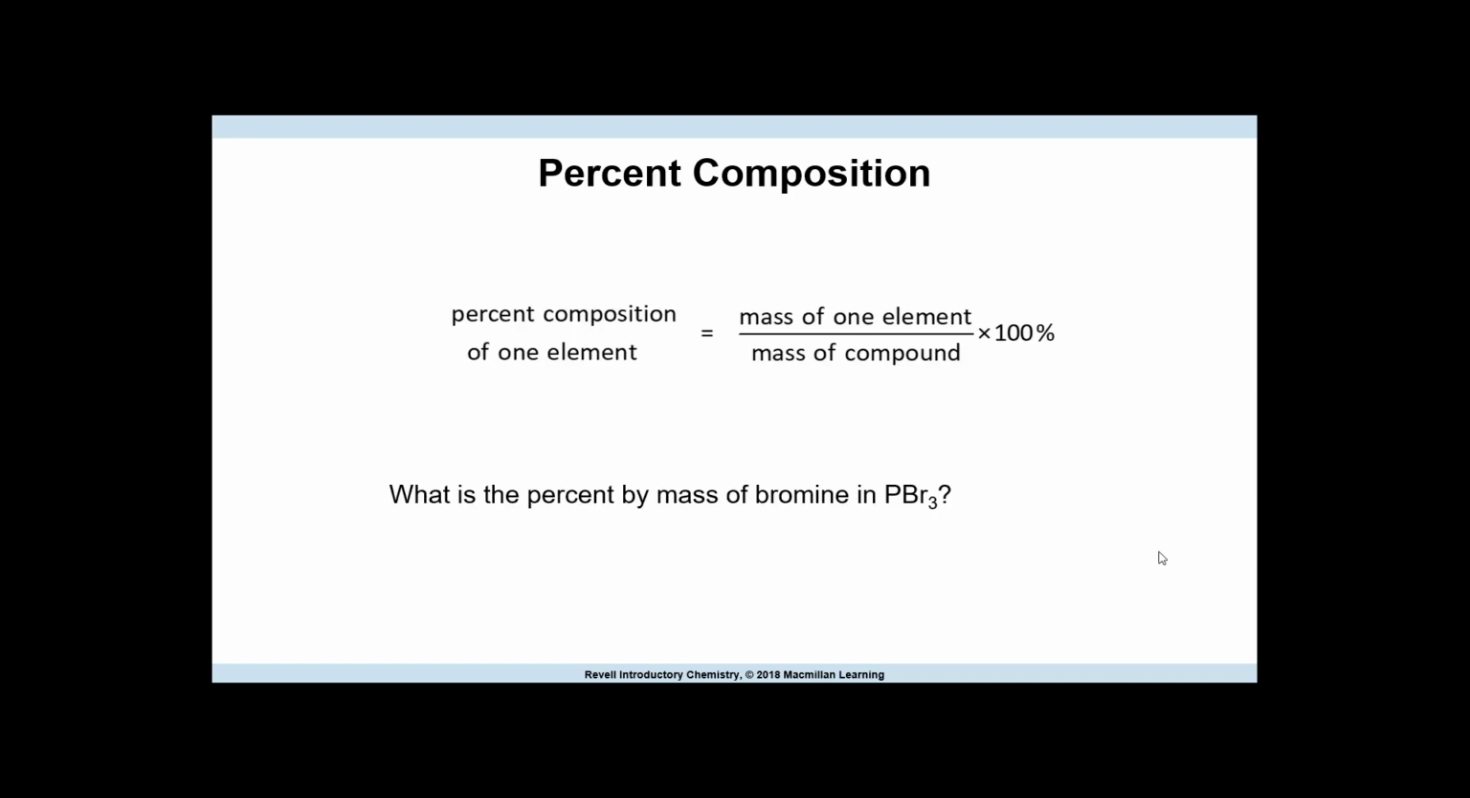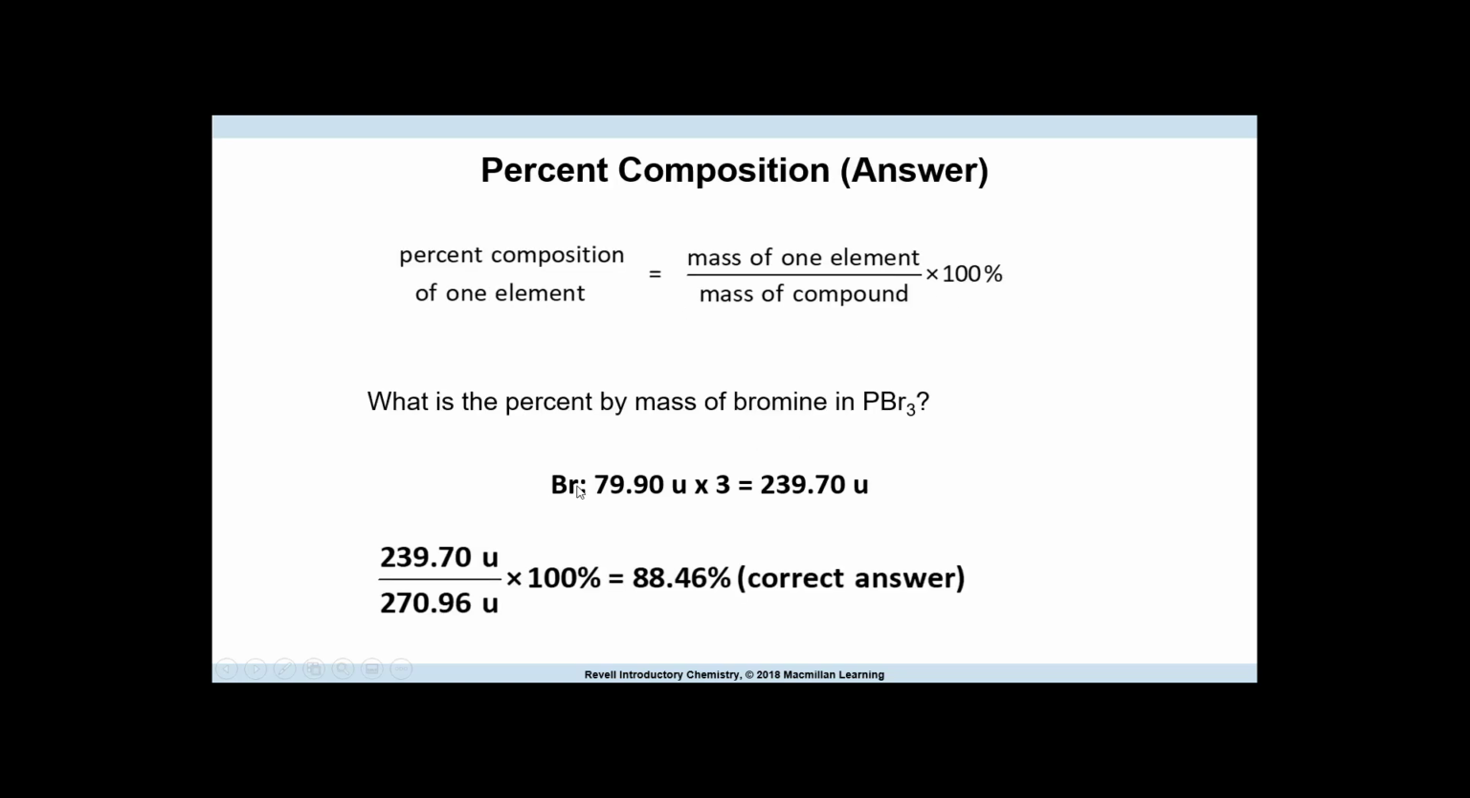Okay, so let's look at another one here. What is the percent by mass of bromine in this compound? So remember, here's the formula. It's asking for bromine. So we set up the mass of one element over the mass of the compound. We take bromine, there are 3 of them, which gives us a mass of 239.70. So we set that on top.